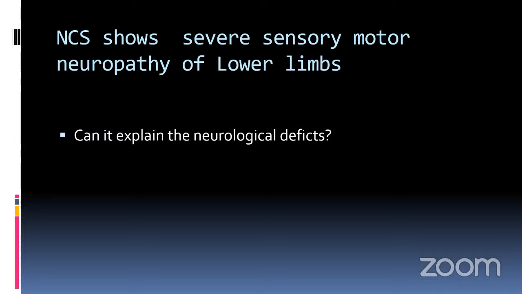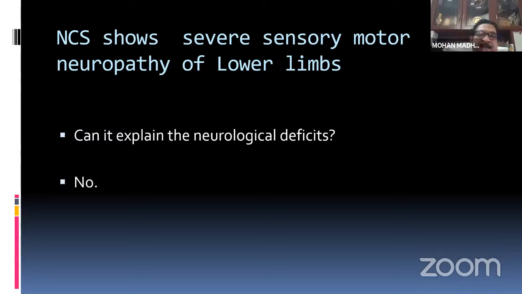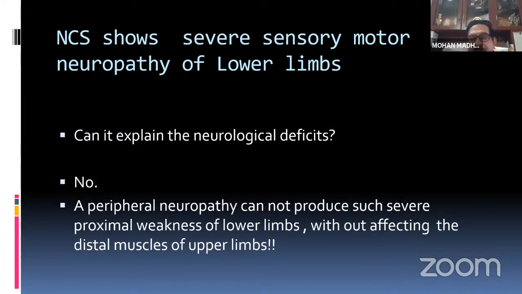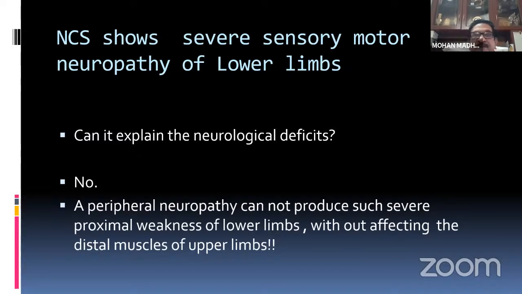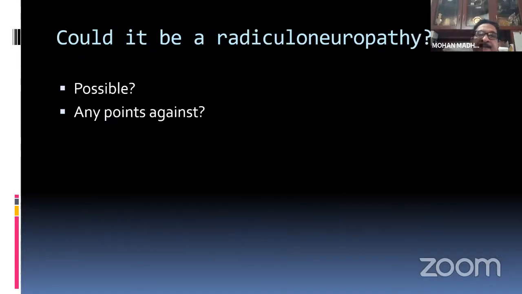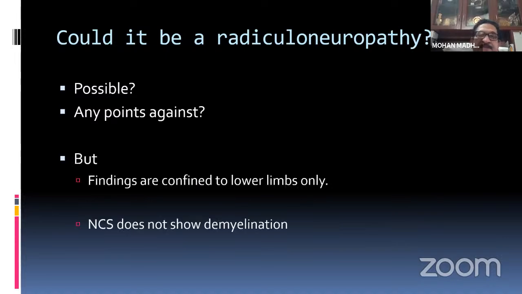CSF. Lumbar puncture. Okay. So, if it is not a cauda equina lesion, then the question is, is it a simple peripheral neuropathy? Obviously not. Because a peripheral neuropathy cannot produce a severe proximal muscle weakness of the lower limb without affecting the distal part of the upper limb. So, it's not a peripheral neuropathy due to diabetes or anything else. You have to think of a radicular neuropathy as the other possibility, something like a GBS-like presentation, which can affect proximal muscles and cause distal sensory loss. That's a possibility. But the only odd point is that it is confined to the lower limb only.